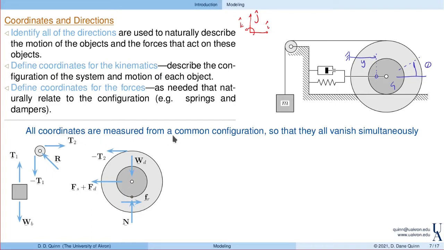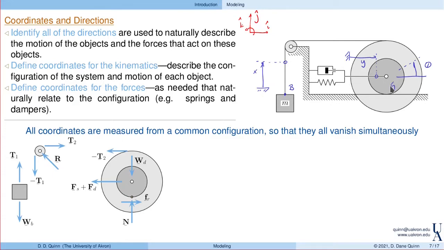I'll remind you that all coordinates are going to be measured from a common configuration so that they all vanish simultaneously. So if theta is equal to 0, y is equal to 0. Now, what about the block? The block moves around, so let's measure the displacement of the block. Again, I'm going to identify a point on this part of the cable, and I will define that displacement as x. Let's say this is point B, B for block. So the displacement of the block is x.